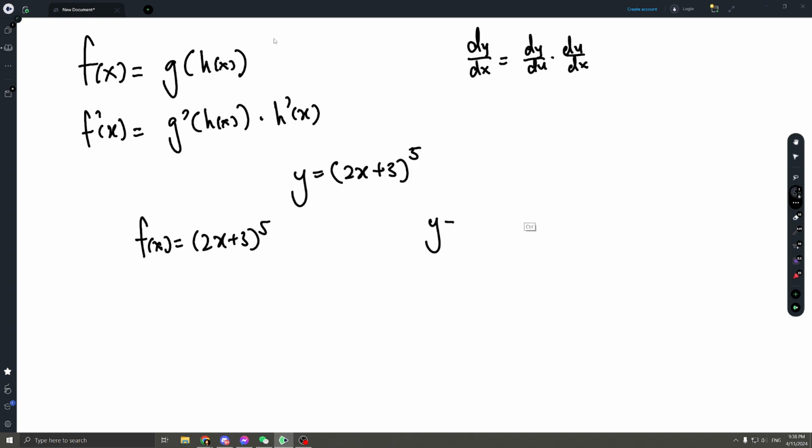Actually, I'll define u as the inside function. u equals 2x. No, actually, I'm going to do them one at a time so you don't get confused. And I know one of your questions is how do I determine what's the inside function and what's the outside function? So just bear with me. I'll get to that later.